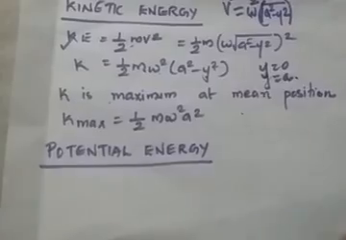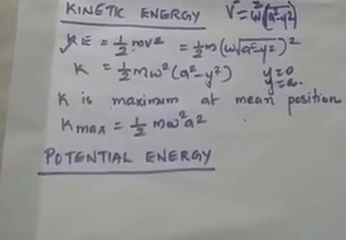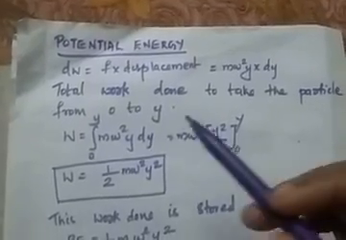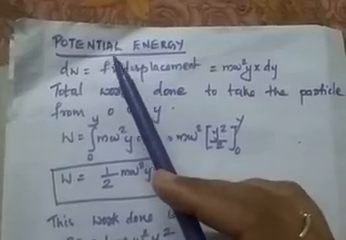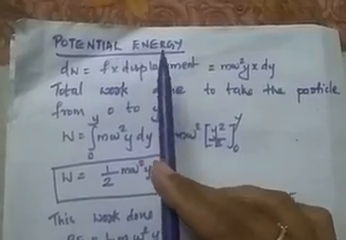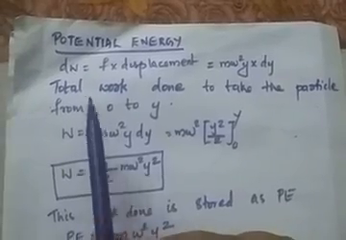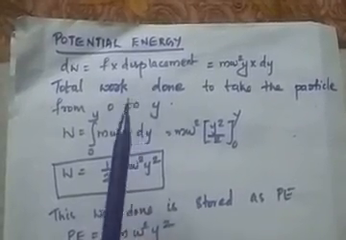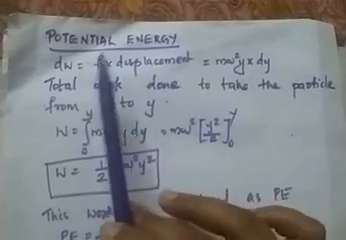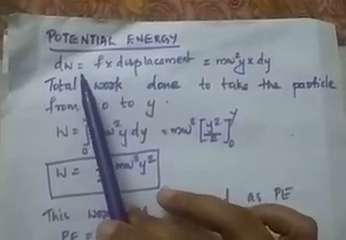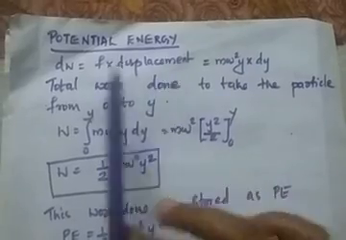Next, we can find out an expression for potential energy. In order to find out an expression for potential energy, first you need to find out the work done, because potential energy is the total work done itself. So we know the expression for work done. Work done is force into displacement.